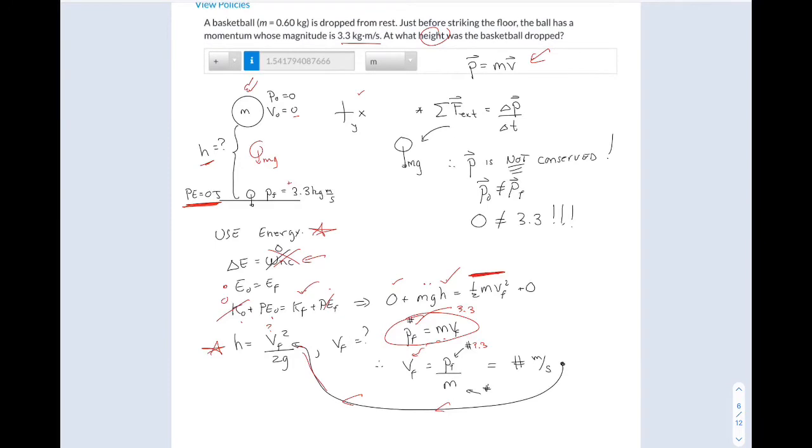And again, the reason why we can't conserve momentum, remember, here's Newton's second law for momentum: is there a net external force on the ball? Yeah, you have mg, points downward. Since there's a net external force, the momentum can change. Momentum's not conserved, so P initial is not equal to P final. Initial momentum is 0, final momentum is 3.3. Why is that? That's because you had this gravitational force that sped it up.